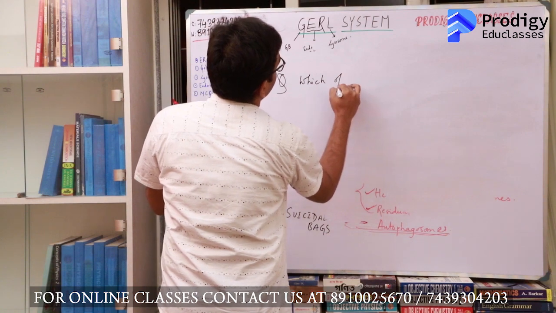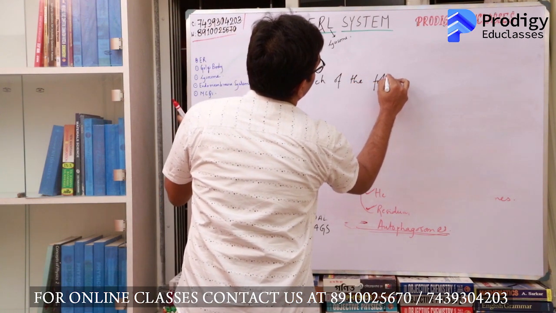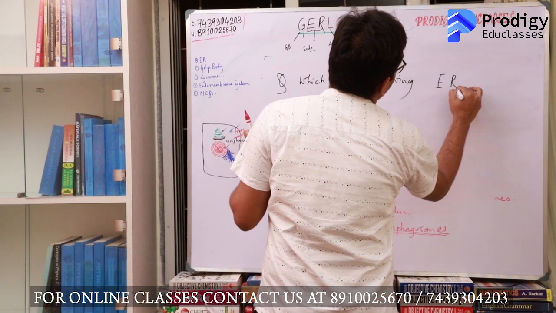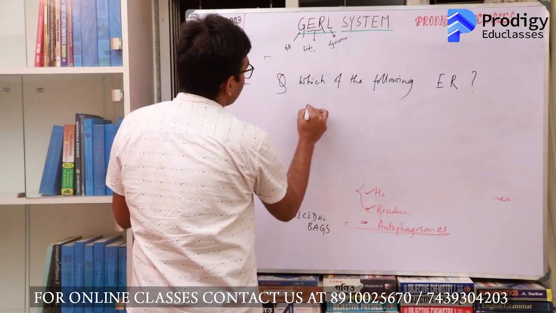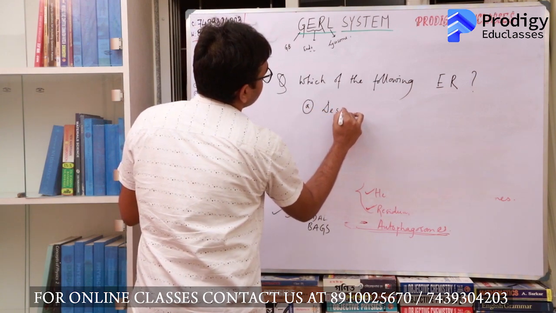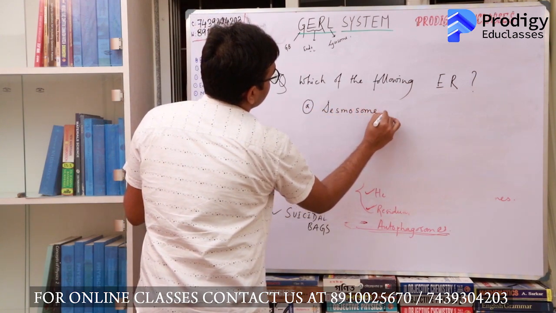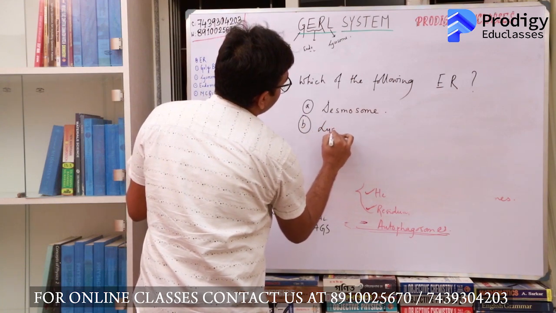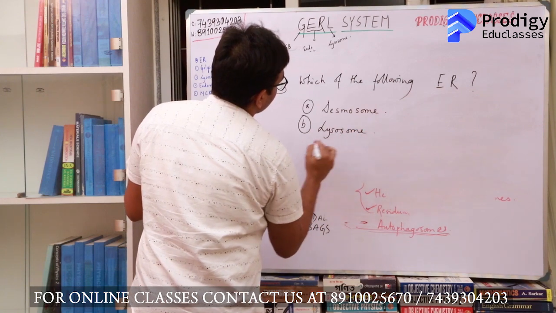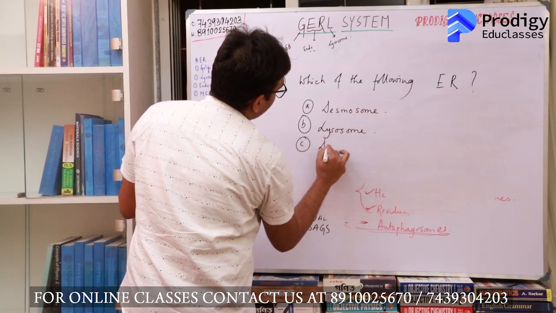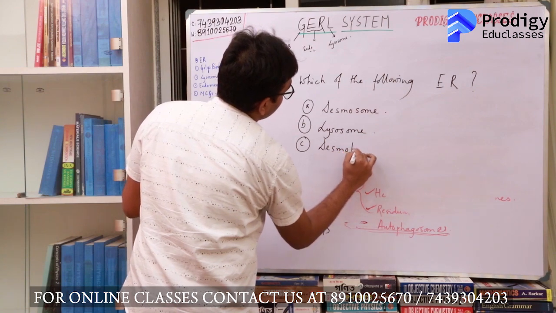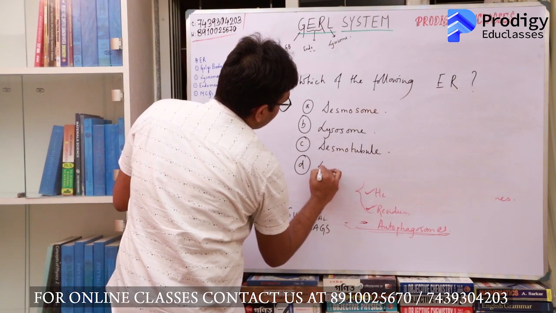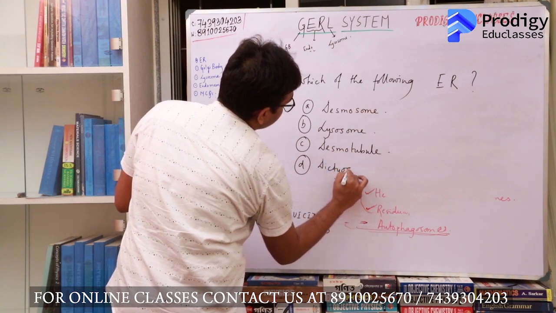Which of the following is a modification of endoplasmic reticulum? A, desmosome. B, lysosome. C, desmotubule. D, dictyosome.